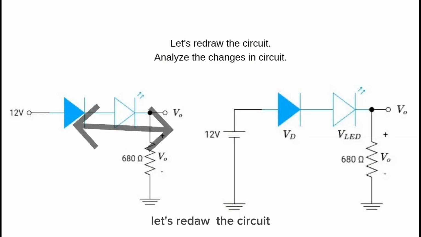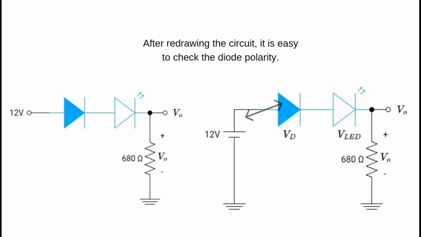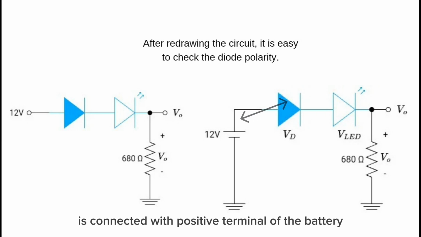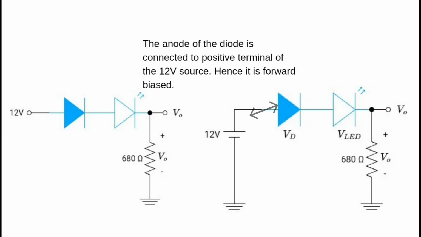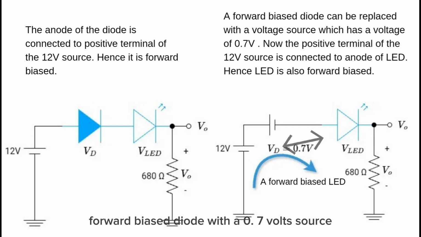Let's redraw the circuit. The 12 volt source will appear like this. You can see the diode is forward biased because the anode of the diode is connected with the positive terminal of the battery. We can replace a forward biased diode with a 0.7 volt source.